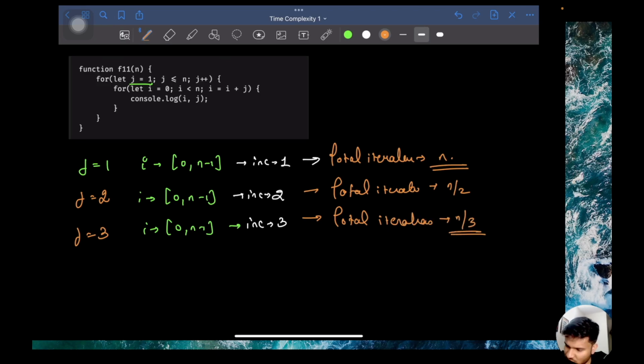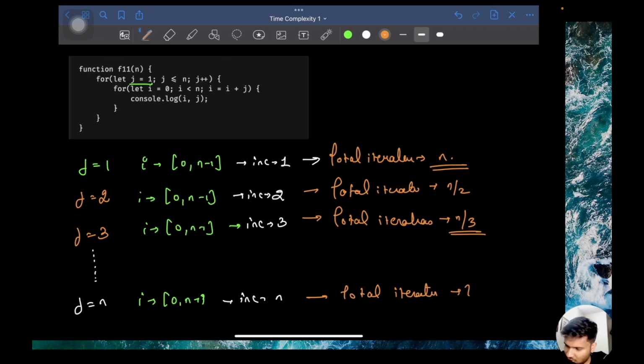Right? And so on. At last, j goes to n. i still goes from 0 to n minus 1, and we have an increment of n. We have an increment of n. So can I say total iteration is going to be just 1?